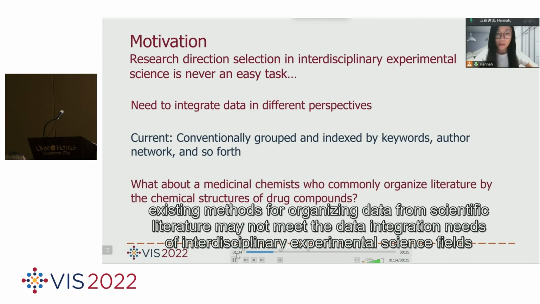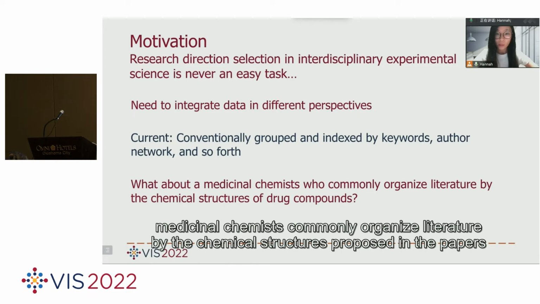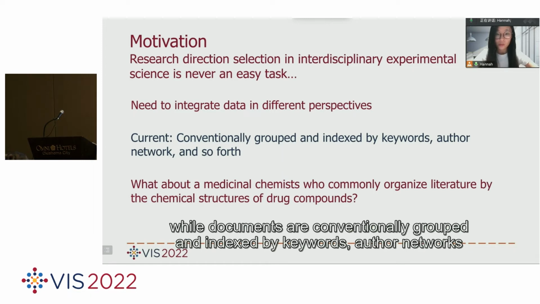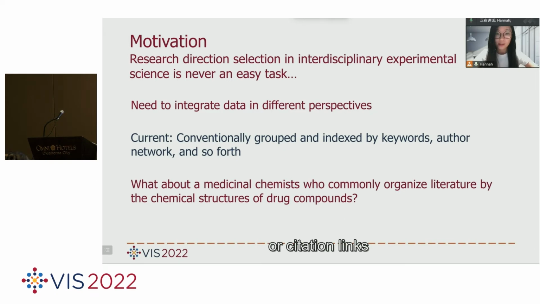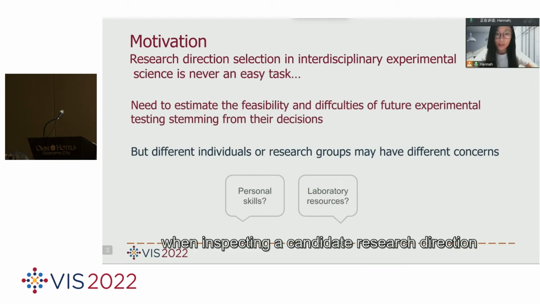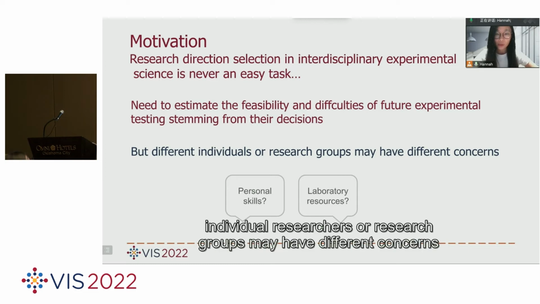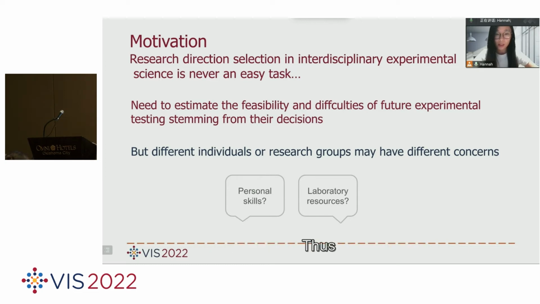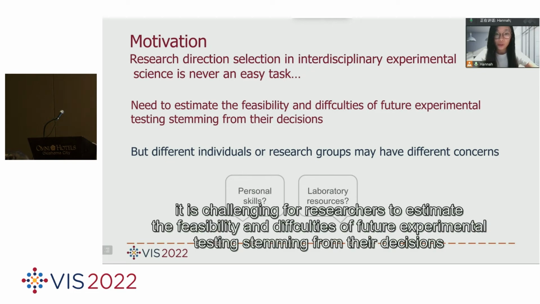Second, existing methods for organizing data from scientific literature may not meet the data integration needs of interdisciplinary experimental science fields. For example, medicinal chemists commonly organize literature by the chemical structures proposed in the paper, where documents are conventionally grouped and indexed by keywords, author networks, or citation links. Lastly, when inspecting a candidate research direction, individual researchers or research groups may have different concerns. Thus, it is challenging for researchers to estimate the feasibility and difficulties of future experimental testing stemming from their decisions.